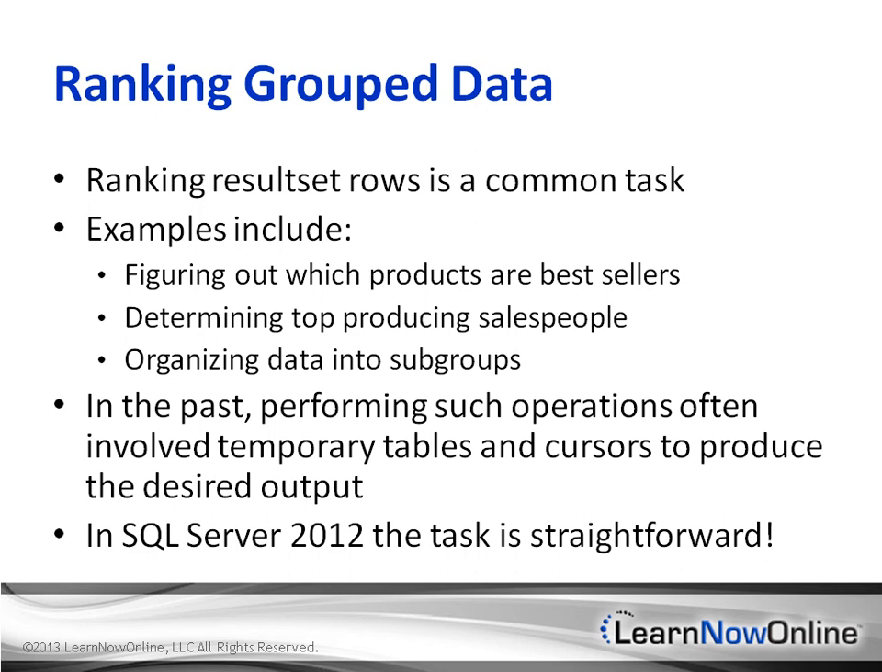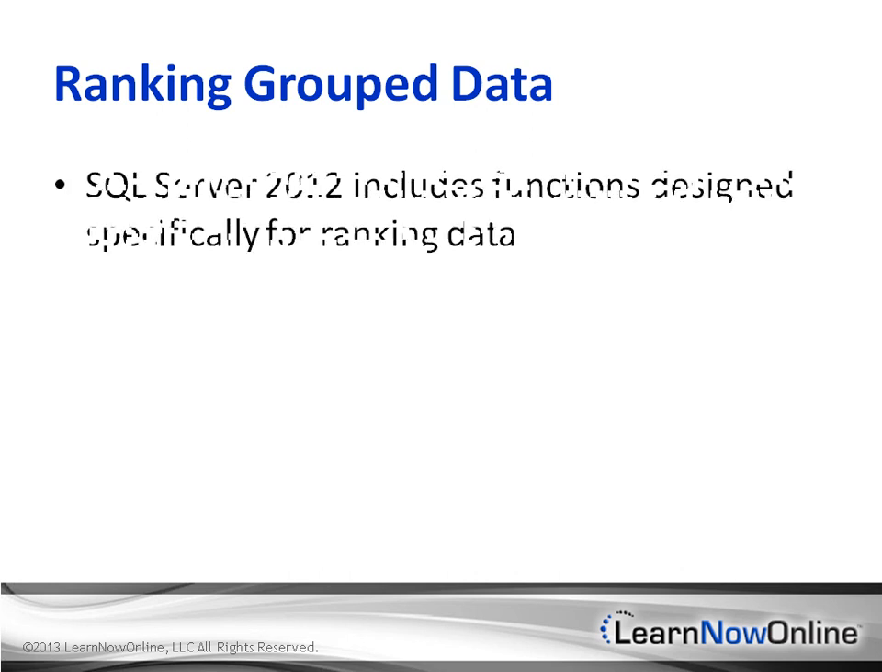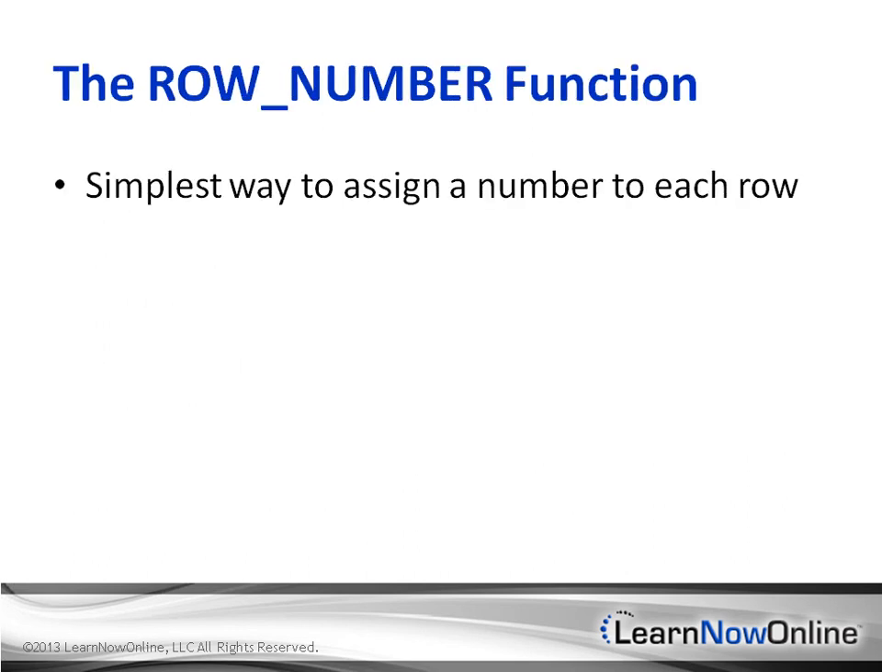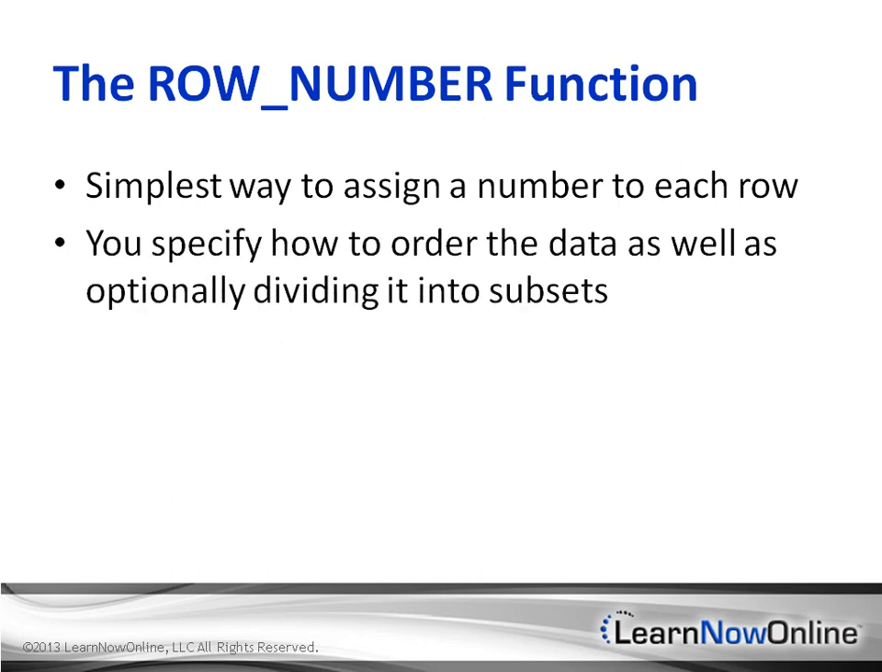In SQL Server 2012, it's very straightforward. There are specific functions designed for ranking data: row number, rank, dense rank, and ntile. Let's take a look at the row number function. It's the simplest way to assign a number to each row in your result set.